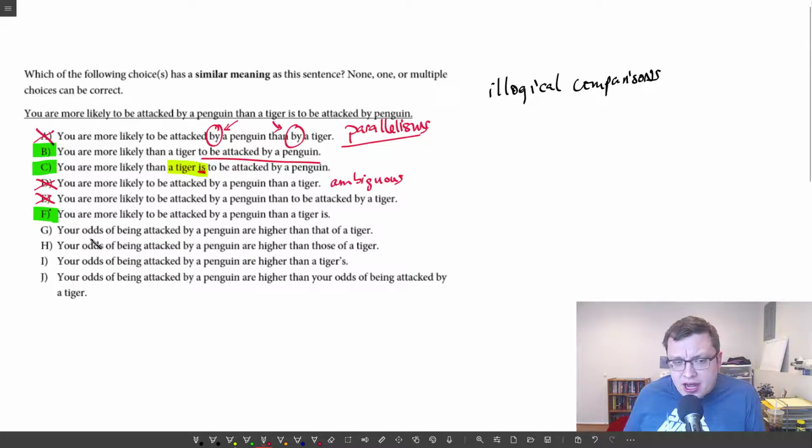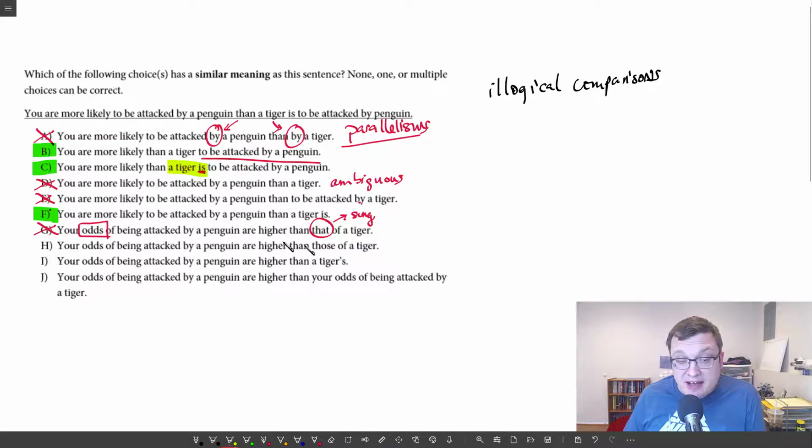How about G? Your odds of being attacked by a penguin are higher than that of a tiger. Well, we'll come back to H in a minute. But for now, for G, we can say right away that this can't be right because "that" is singular. And if it's trying to stand in for the odds, then it's probably supposed to be plural, as it is in choice H. So I think based on that alone, even if this were plausible, the lack of agreement, singular, plural, is a problem.